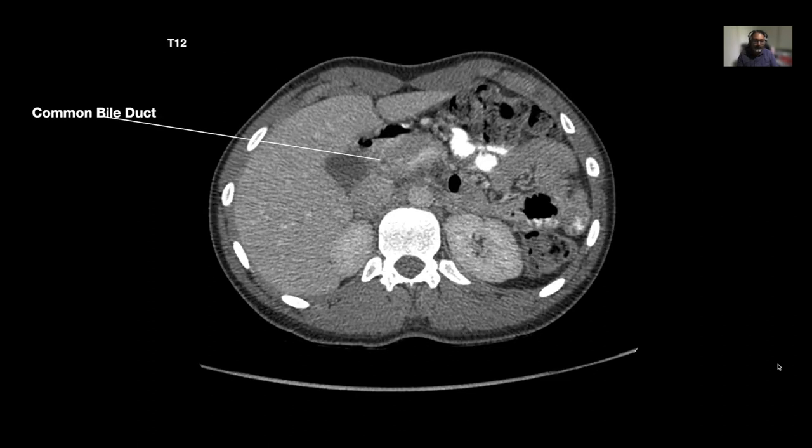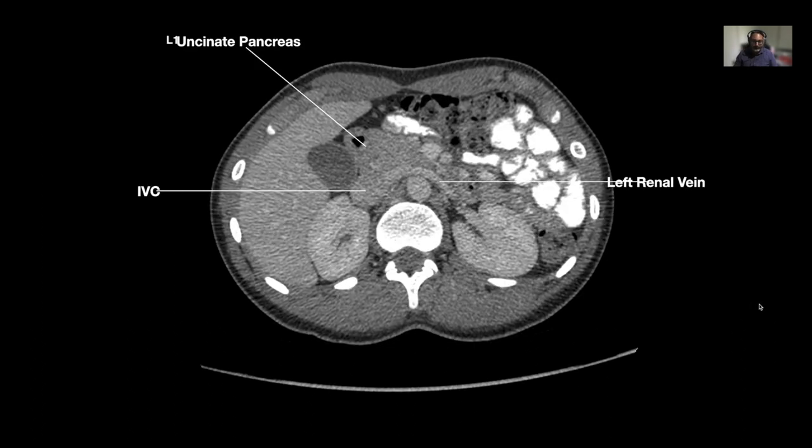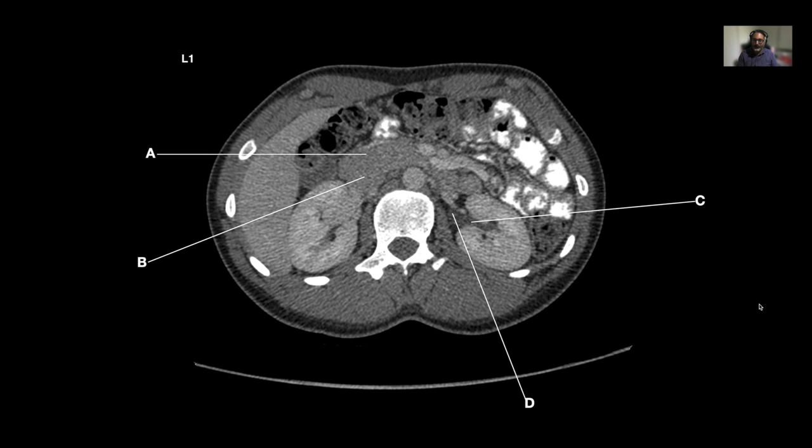Was there the IVC up here? I didn't label the IVC. So that's the IVC. That's the aorta. All right, let's keep going down. C is the renal pelvis. Oh yes, and you have to mention which renal pelvis it is. That is the left renal pelvis. And D is the left ureter, yep.